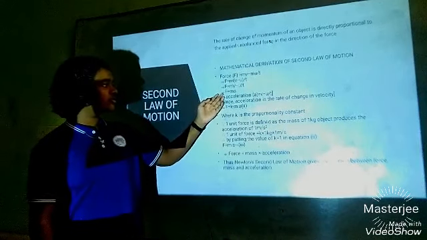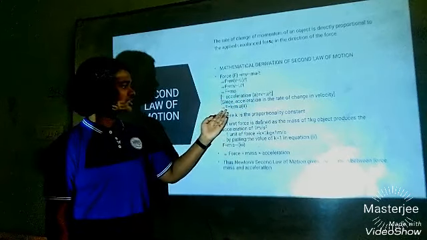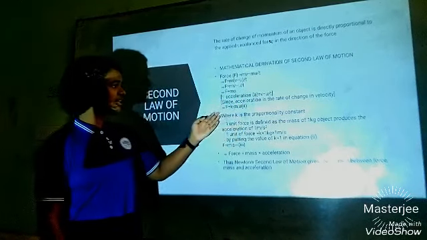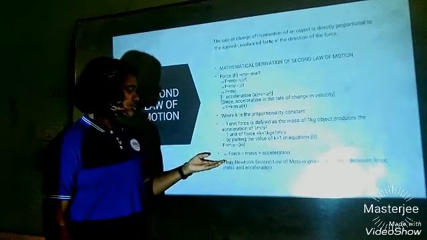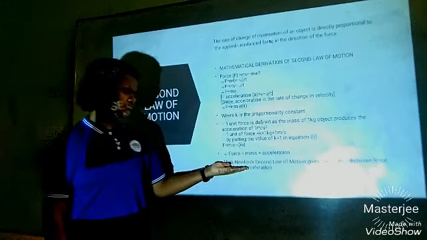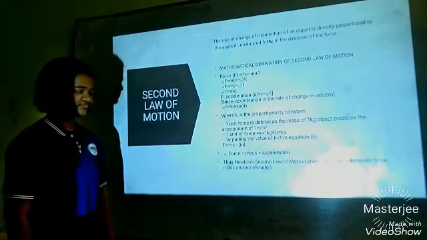So, force is directly proportional to ma. Here the formula is F is equal to K into m into a, where K is the proportionality constant and K is 1. So therefore the equation of force is mass into acceleration.